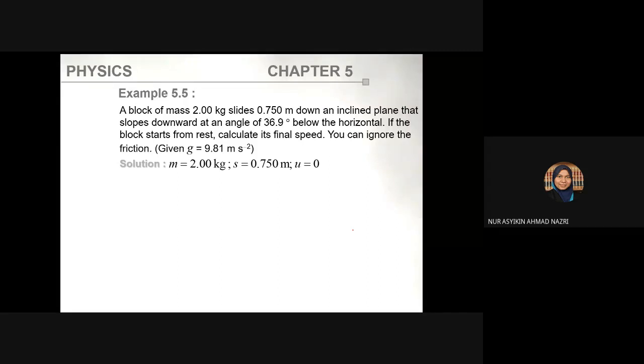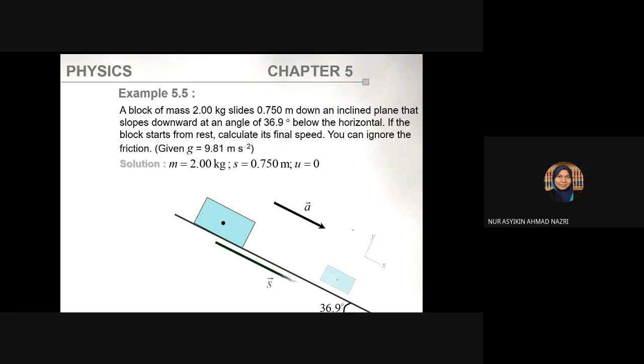Masih ada masa lagi. Okay, so a block of mass 2 kilograms slides 0.75 meter down. So this is displacement, mass, and then that is the angle of your inclined plane. If the block starts from rest, calculate its final speed.